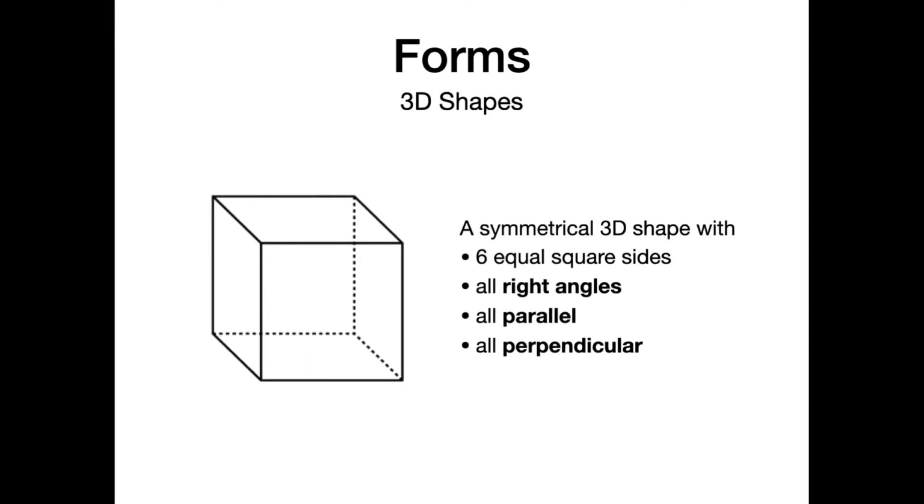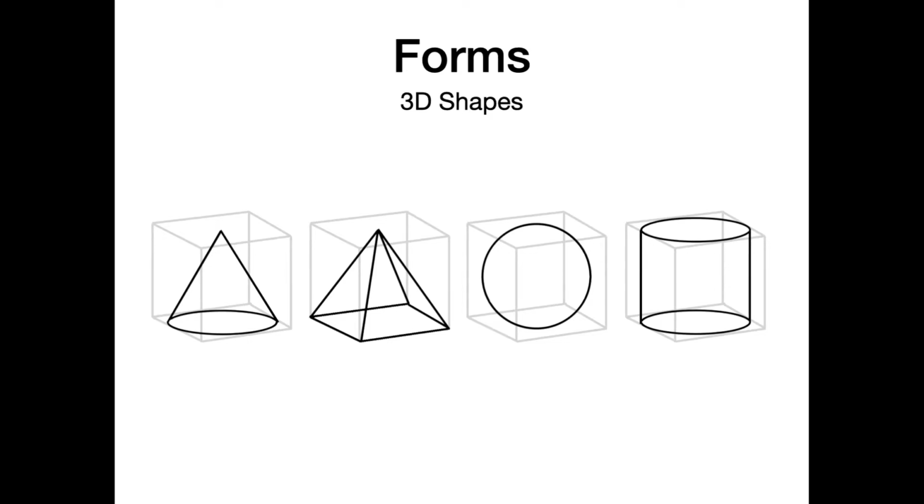The cube is a symmetrical, three-dimensional shape contained by 6 equal squares. It has 6 sides, all right angles, all parallel, all perpendicular, and the cube is the master or mother of all forms. And that means that all forms can fit perfectly in a cube. So if you can draw a cube, you can also draw a cone, a pyramid, a sphere, and a cylinder, because the cube is the master of all forms.